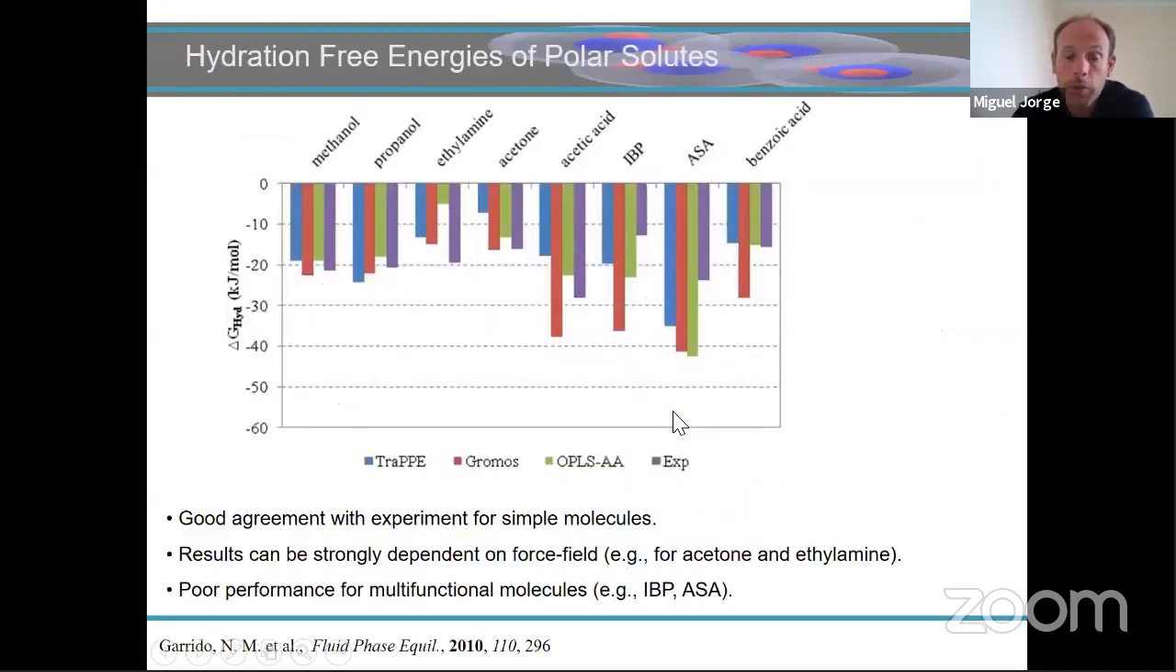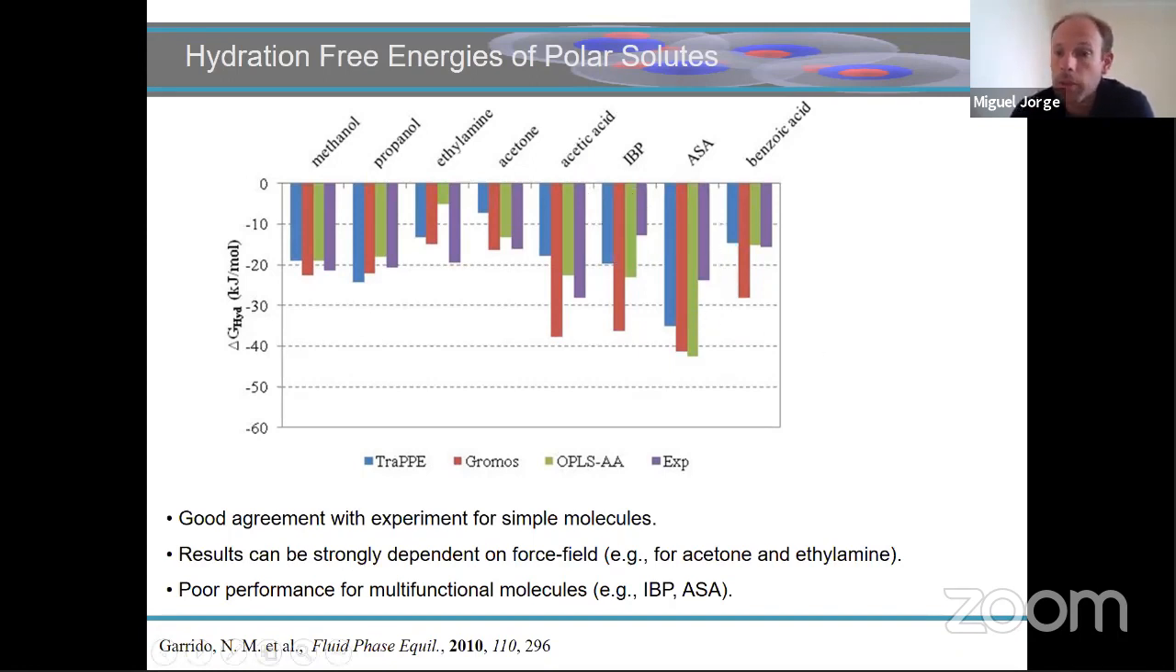Another example is when you try to predict solvation free energies. I'm plotting here some hydration free energies that a student of mine calculated some years ago. Even if you look at models that are good at representing simple compounds like alcohols, amines, ketones, etc., when you mix them together, then it's hit and miss. You can get it right, you can get it completely wrong. These compounds on the right are some of them multifunctional, and you can see that the results are a bit all over the place.